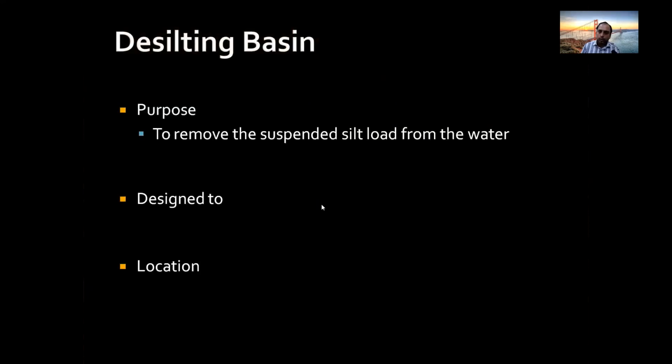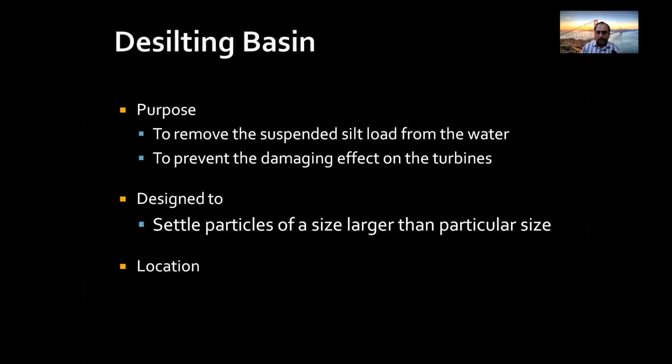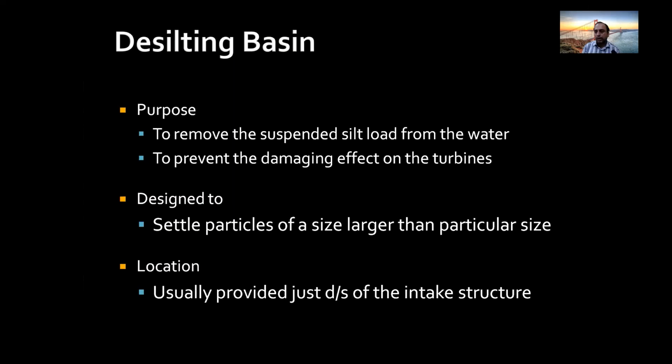Its purpose is to remove the suspended silt from the water so as to prevent the damaging effect on the turbine. The scouring of the turbine will be prevented. It is designed to settle the particles of size larger than a particular size, and generally that size is 0.2 mm. So most of the desilting basins are designed to settle particles of size greater than or equal to 0.2 mm, and it is generally provided just downstream of the intakes.